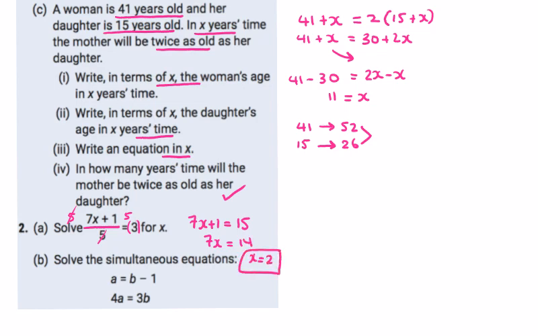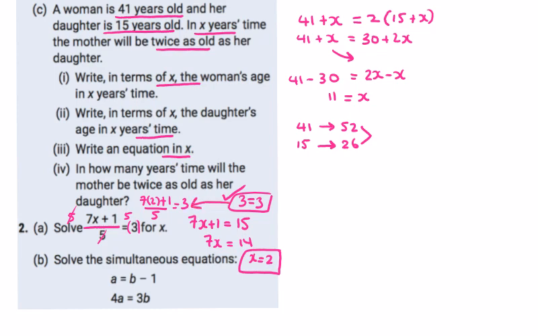We can check this as well. On top, we're going to have 7 by 2 plus 1, on the bottom 5. That's 15 over 5, which is equal to 3. So you can see it does work. 3 equals 3 from this line here.